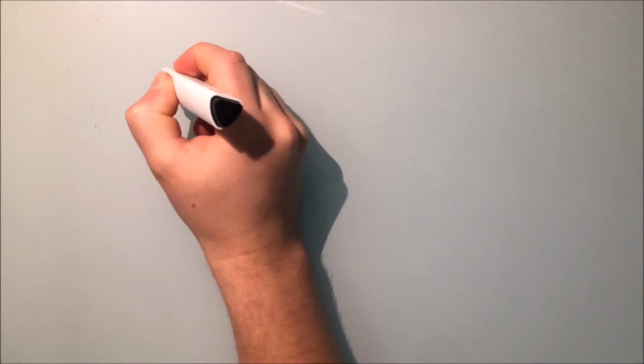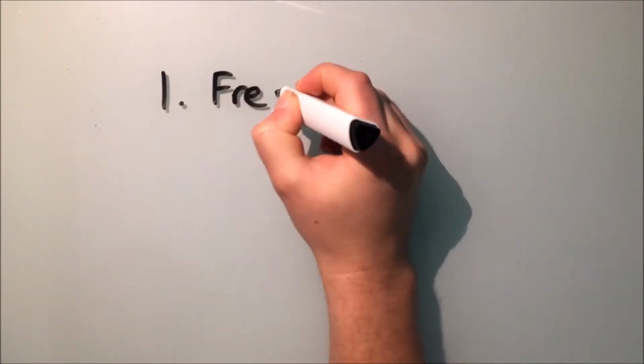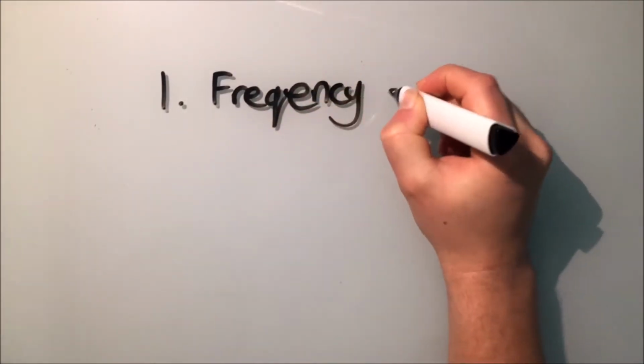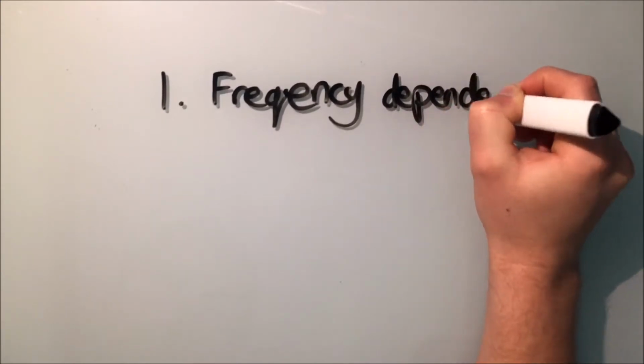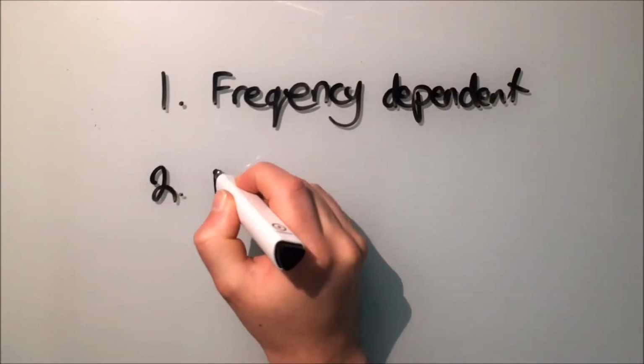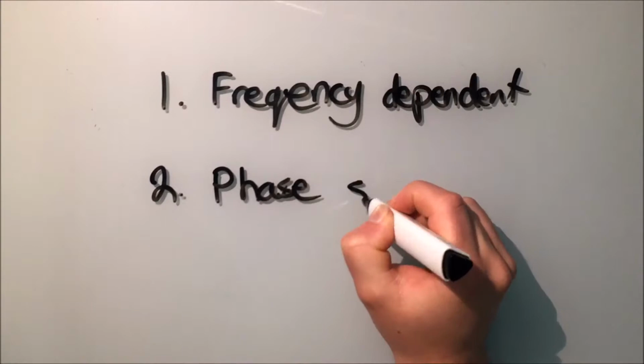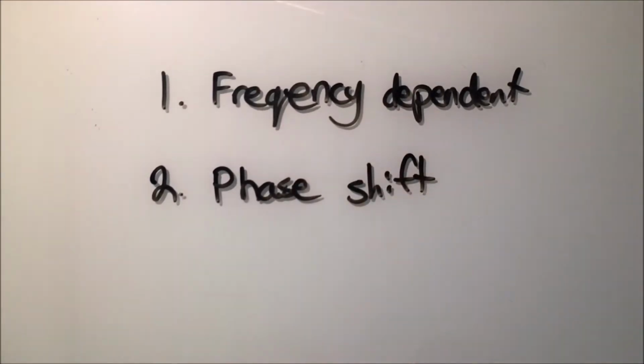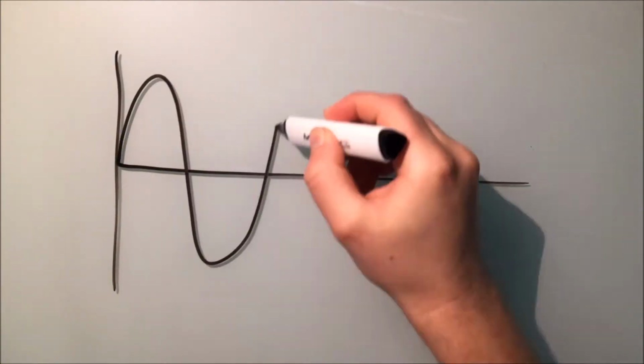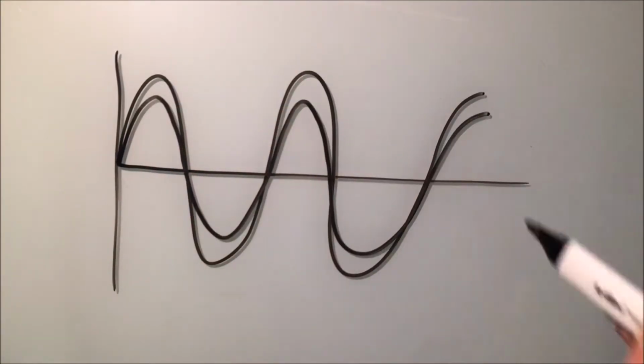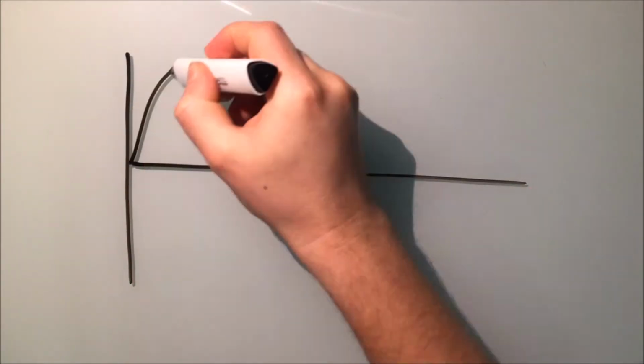Reactance has two main differences to this. The first is that the reactance of capacitors and inductors is frequency dependent. This means that the frequency of the AC current will change the reactance of the components in a circuit. The second difference is that reactive components will cause a phase shift between the current and the voltage. So instead of them being in sync like this, one will get shifted to the right or to the left.